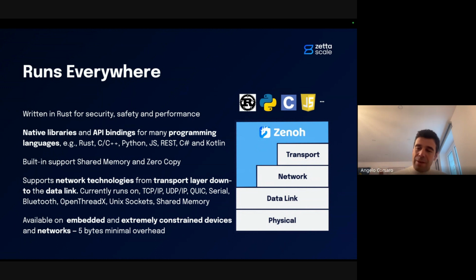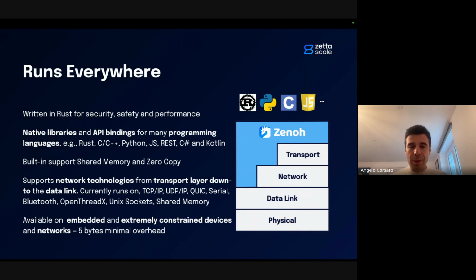Then we can run at that level, we can run at network level, we can run at transport level, and as such, besides supporting things like serial, we support TCP, UDP, QUIC, Bluetooth, OpenThread, Unix socket, and we also have built-in shared memory. I won't have the time to cover shared memory today. That is something very important in robotics and automotive.